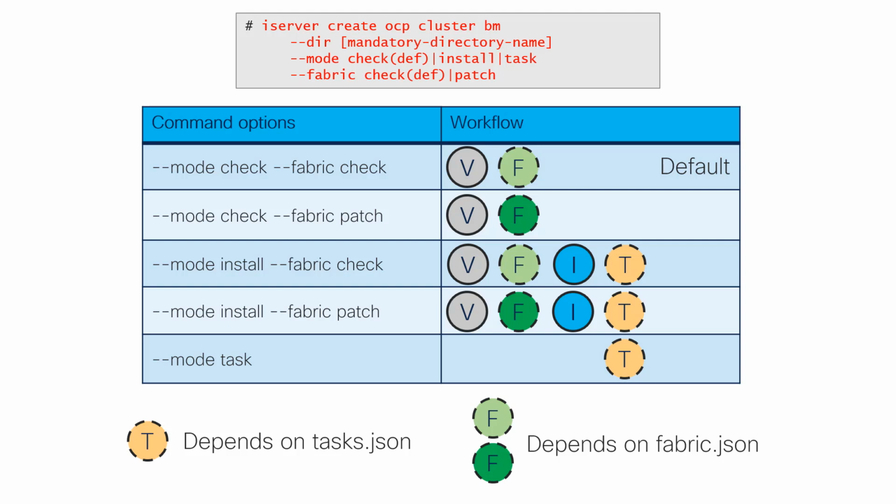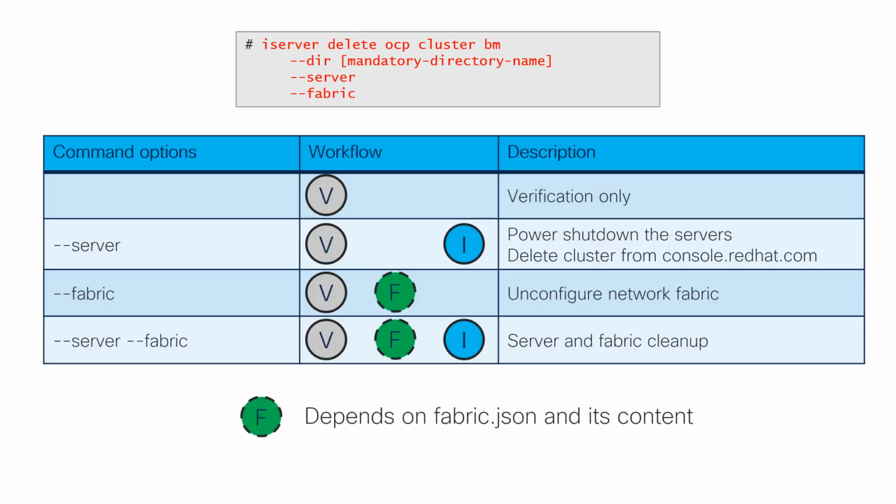The table here outlines all the different combinations of modes for the cluster itself as well as for the fabric, and you'll see which workflow sections will be executed based on the command options combination. If you want to delete the cluster, you can shut down the servers, delete the cluster from console.redhat.com, as well as unconfigure the network fabric.